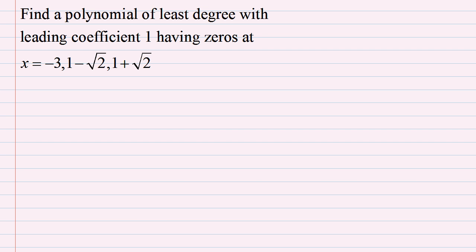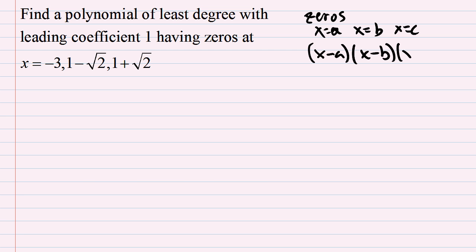So if you're given the zeros of a polynomial, let's say x equals a, x equals b, and x equals c, then the polynomial can be factored as x minus a times x minus b times x minus c. And you multiply that out to get the polynomial.